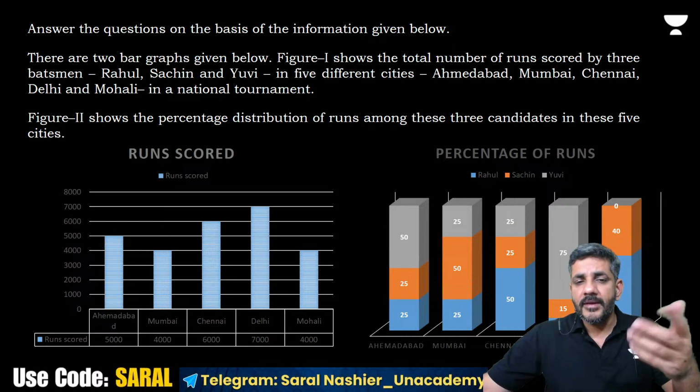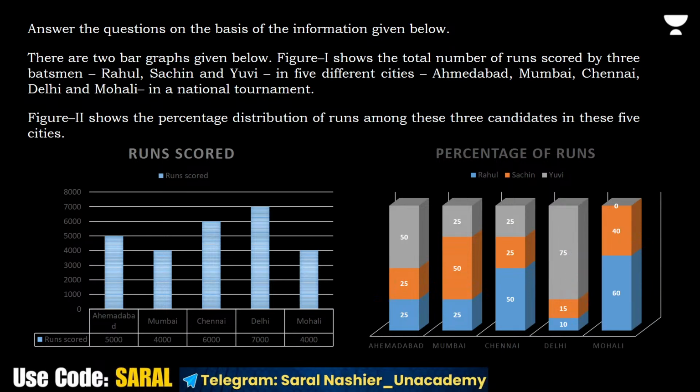If you see behind me, let me just hide myself for a second. You see the bar graph, which is completely telling you that 25% of the runs in Ahmedabad are made by the first person, that is Rahul. Then 25% of the runs are made by Sachin and 50% are made by UV. Similarly, 25, 50, and 25 are the percentages in Mumbai. Then we have Chennai, Delhi, and Mohali. In Mohali, we have 0 at the top, which clearly tells you UV has not made any run in Mohali, whereas he has made 75% of the runs in Delhi.